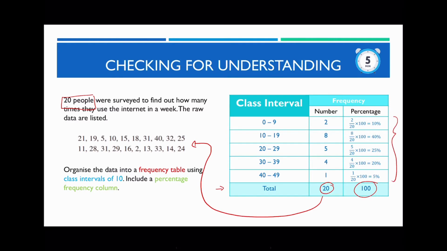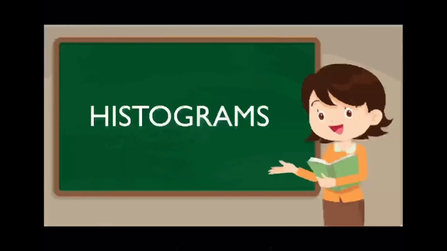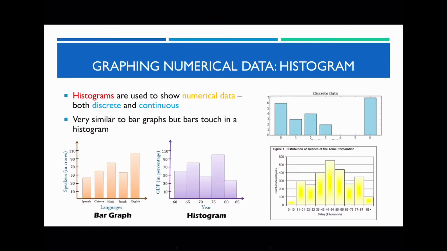What we're going to be looking at now is histograms and drawing histograms. So a histogram is a visual display where we show numerical data, for both discrete and continuous. This is the main advantage of drawing histograms as opposed to the other visual displays such as the stem and leaf plot and the dot plot.